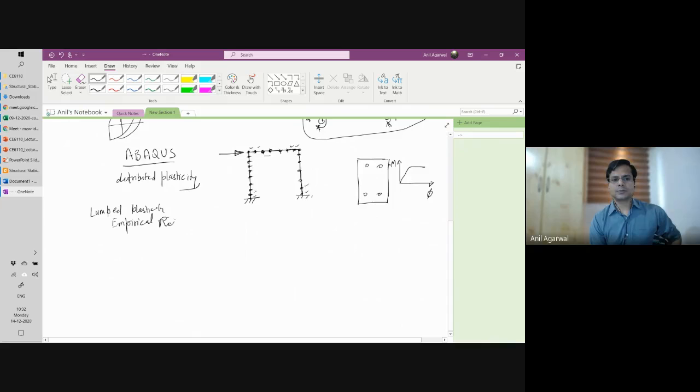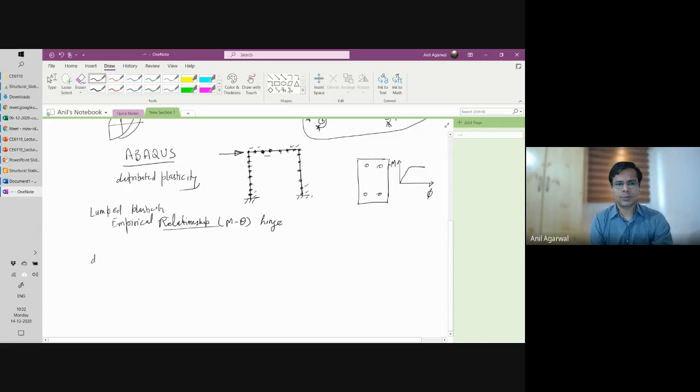Empirical relationships for the hinge. This is the M-theta relationship for the hinge. As the cross section changes, this empirical relationship changes, but most of these relationships are developed for various types of parameters, so the software can automatically calculate that.